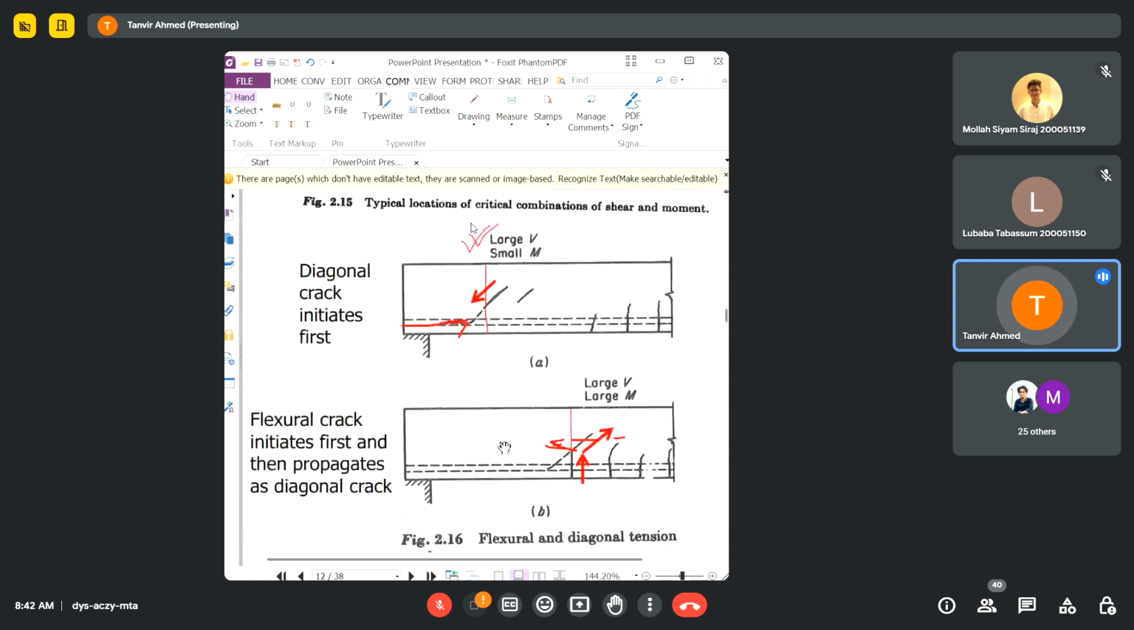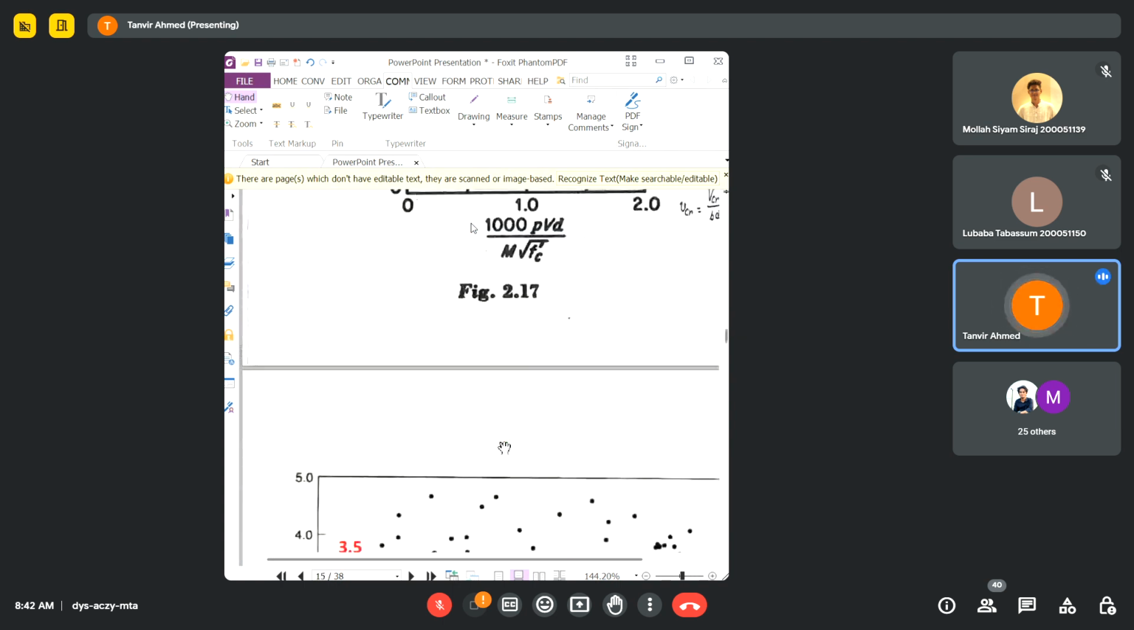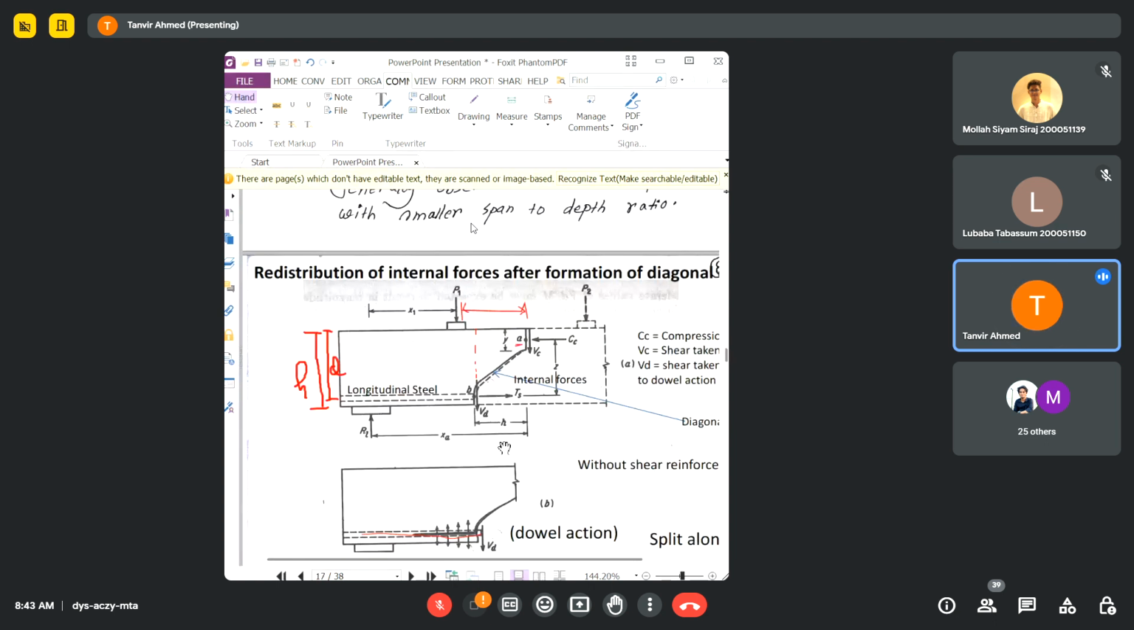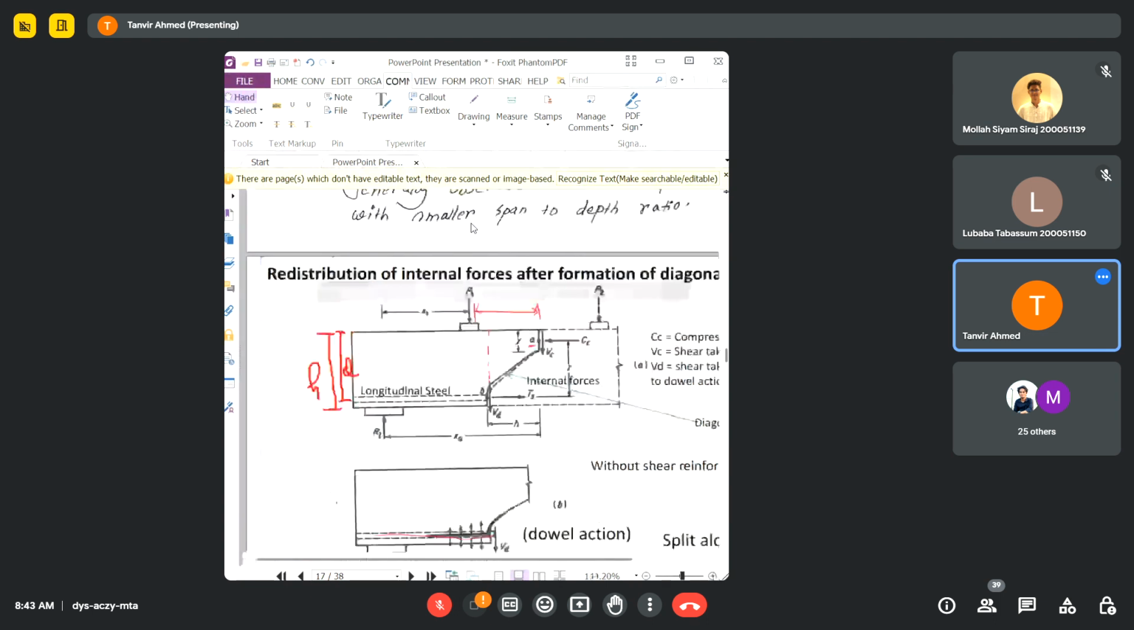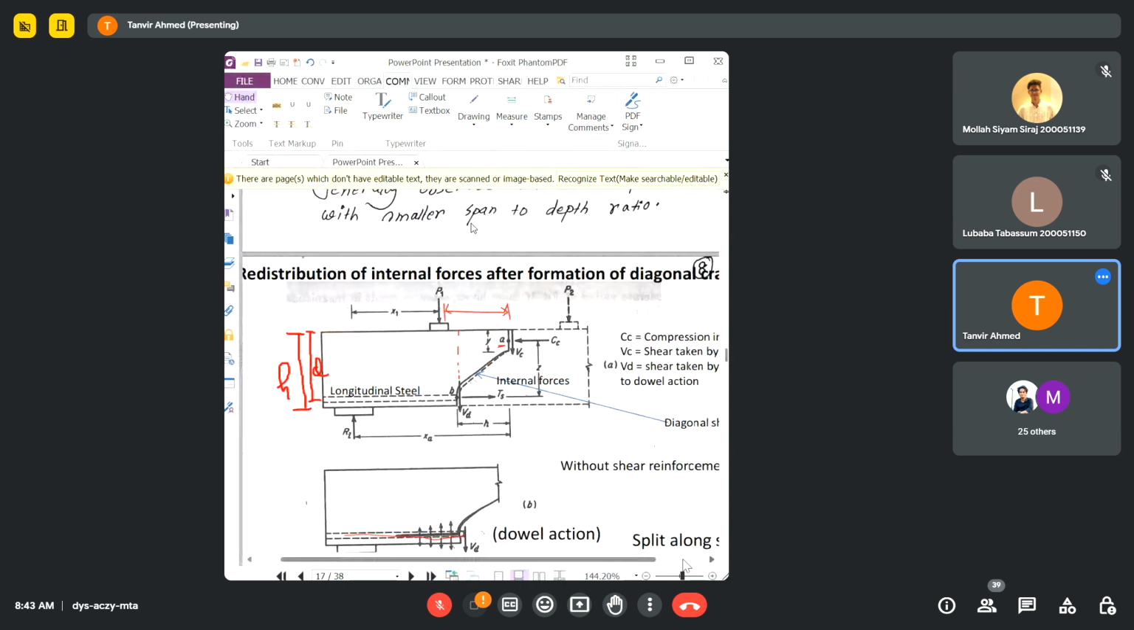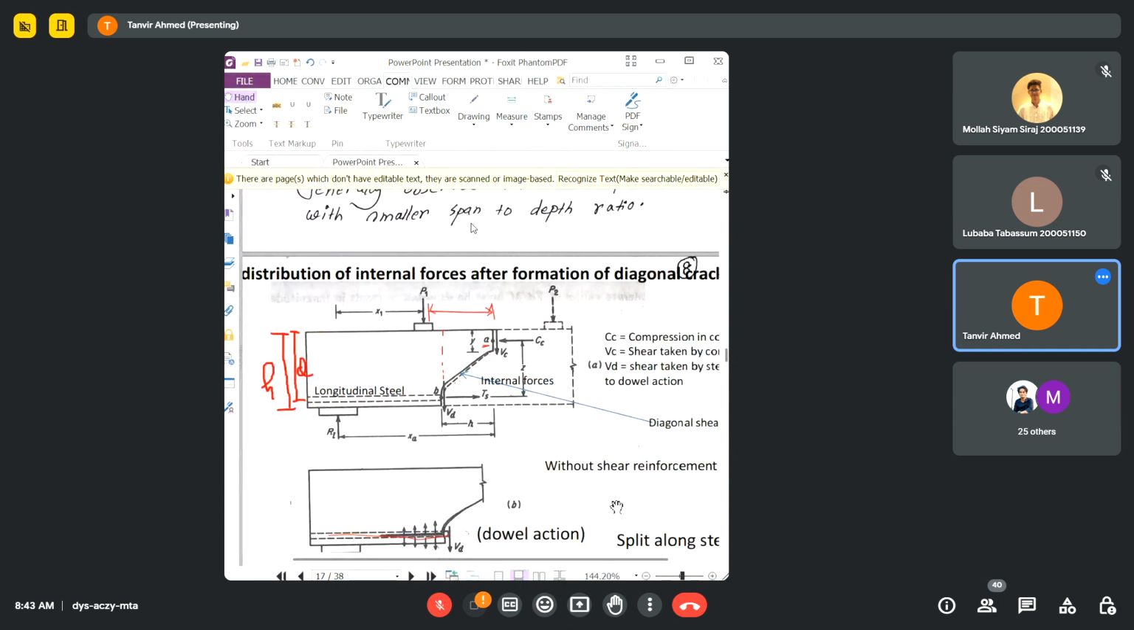Okay, now let's come to our discussion again. Now, just think about the forces that we'll have in this particular beam. So you have the cracks here, and you take the section here. You take a section like this. So in this section, what will be the forces? The internal forces and the external forces.